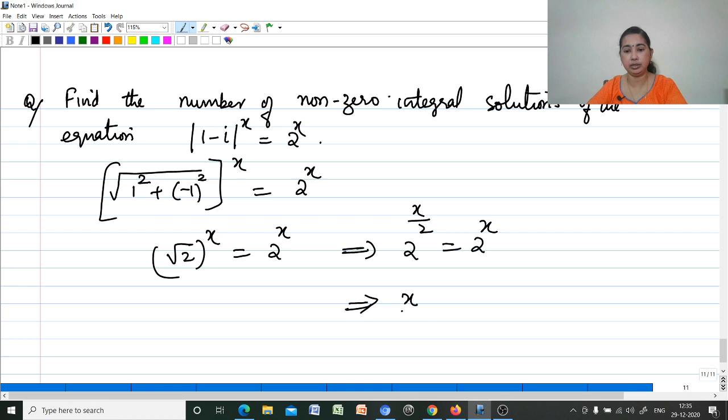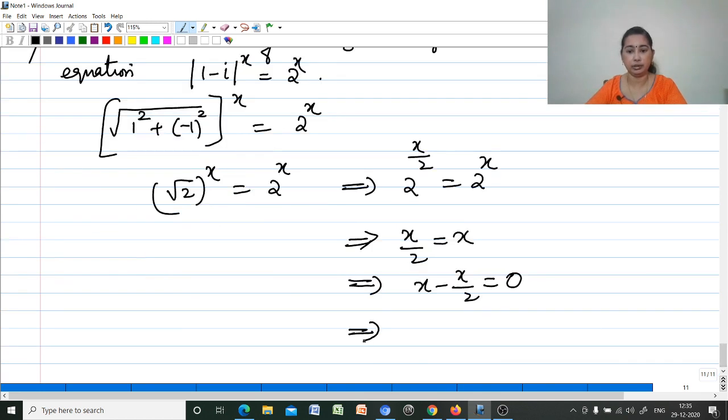That is x by 2 is equal to x. Or that can be written as x minus x by 2 is equal to 0, which means x by 2 is equal to 0, or x equal to 0. So there are no non-zero integral solutions. Now next one.